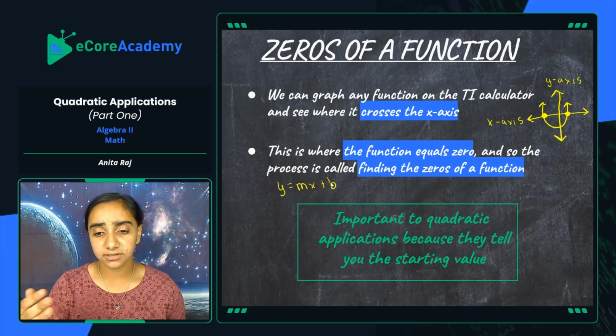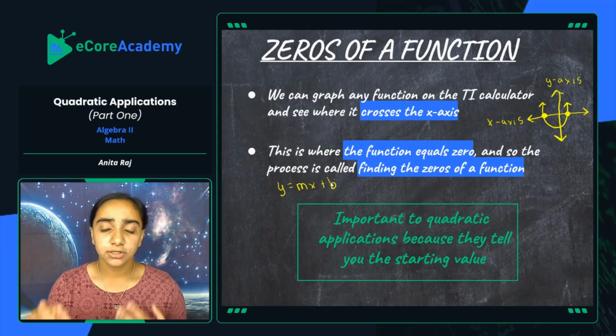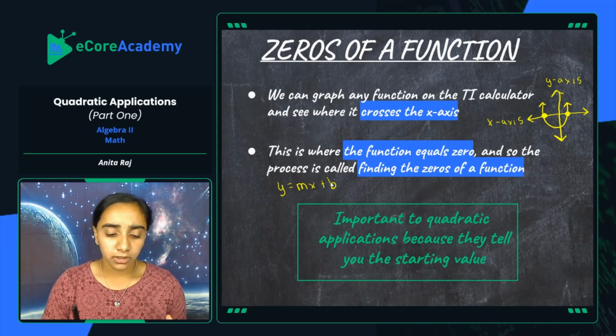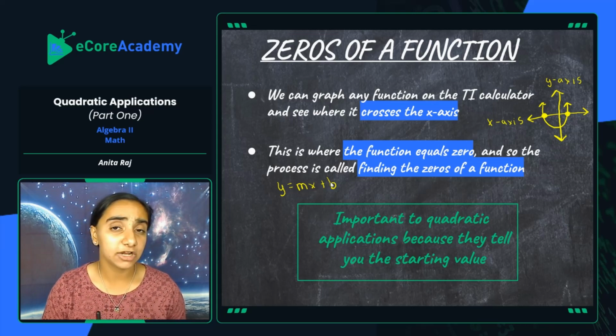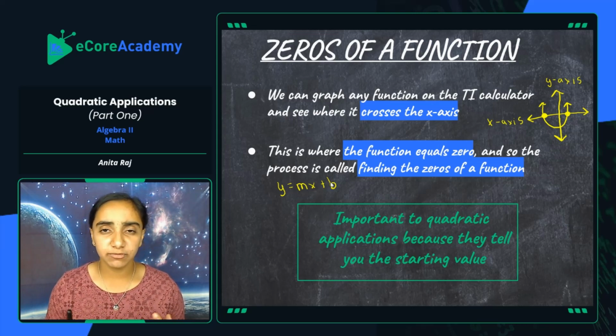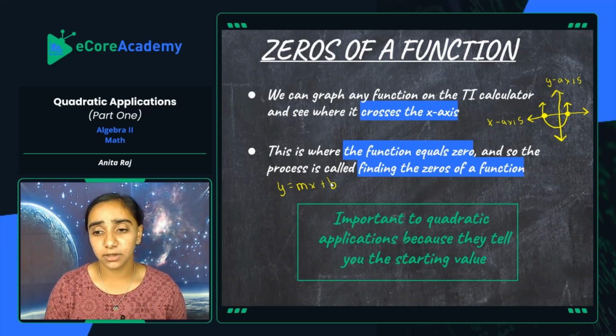And so the process is called finding the zeros of a function. So that's just what we call this process. When you hear finding the zeros of a function, zeros can also be called x-intercepts, can also be called solutions. We'll be talking about that when we get into factoring quadratic functions. So they have many names, but just know it's when your y equals 0. So that is what it means when we're finding zeros of a function.